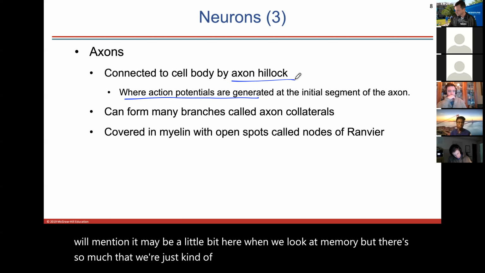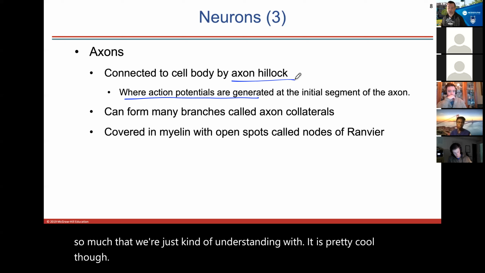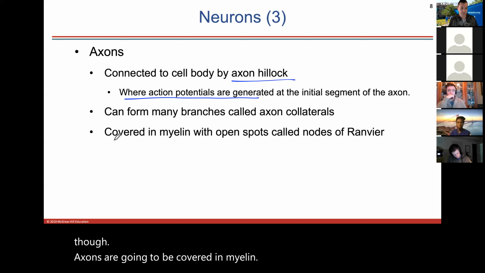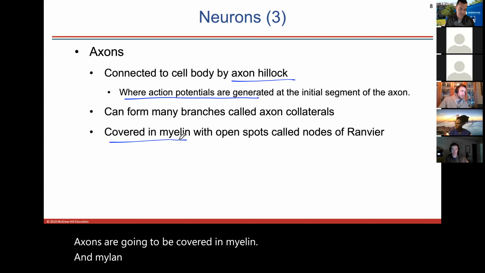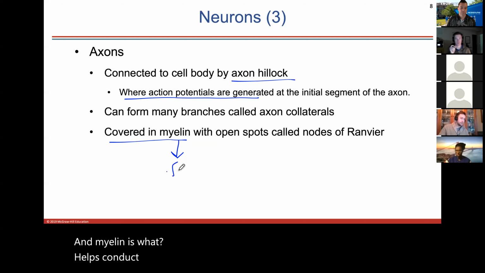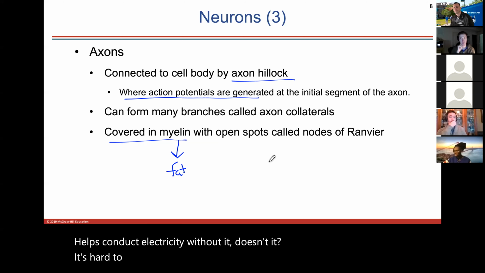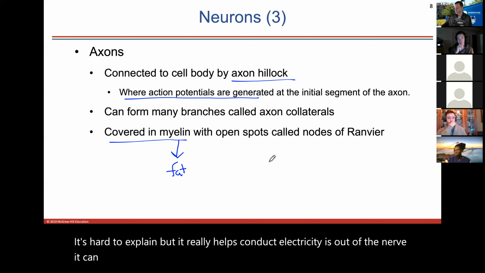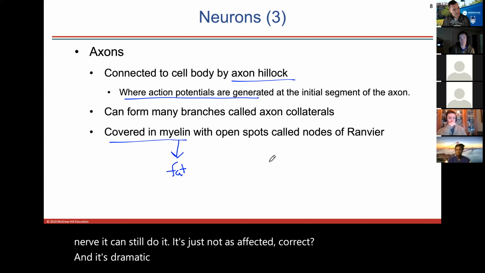It's pretty cool though. Axons are going to be covered in myelin. And myelin is what? It helps conduct electricity. Without it, the nerve can still do it, it's just not as effective. It's dramatic how fast a little bit of fat goes. So myelin is fat, and it helps to insulate the axon.